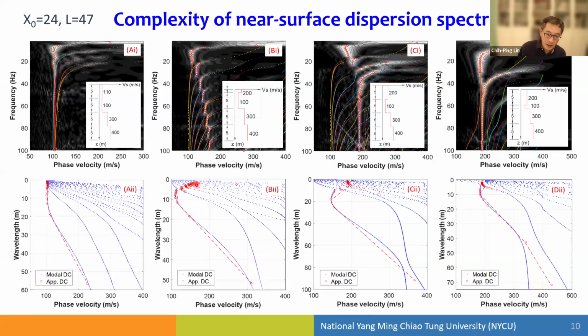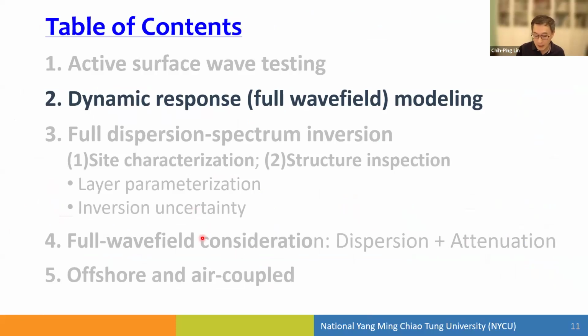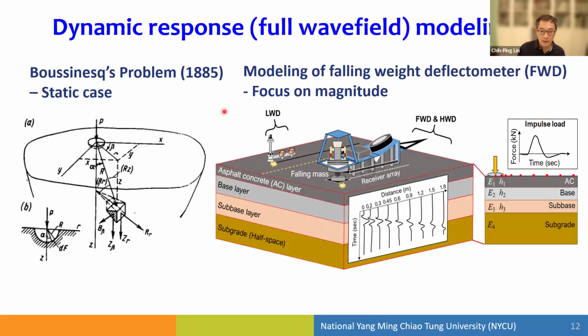It gives you some idea of what the Earth's velocity profile looks like. So that would be my first part: the testing, the concept of surface wave testing and signal processing to get the dispersion spectrum or dispersion curve. The second part is about the forward model, the dynamic response modeling of a layered medium subjected to vertical impact loading.